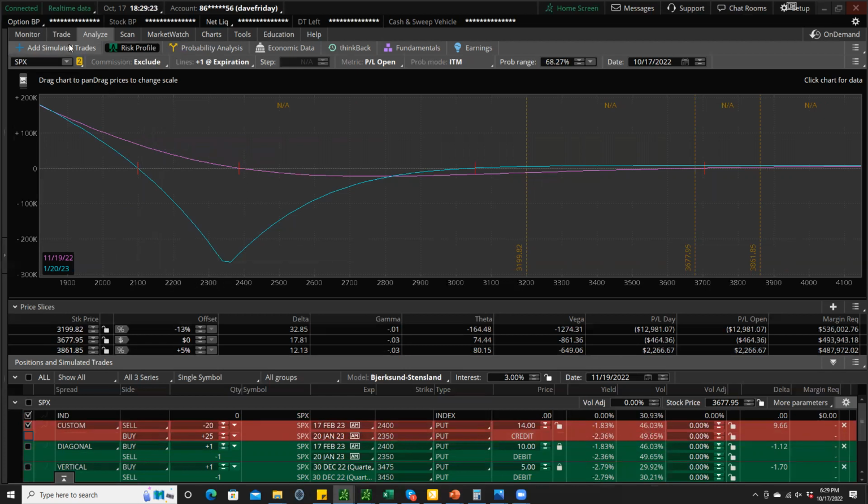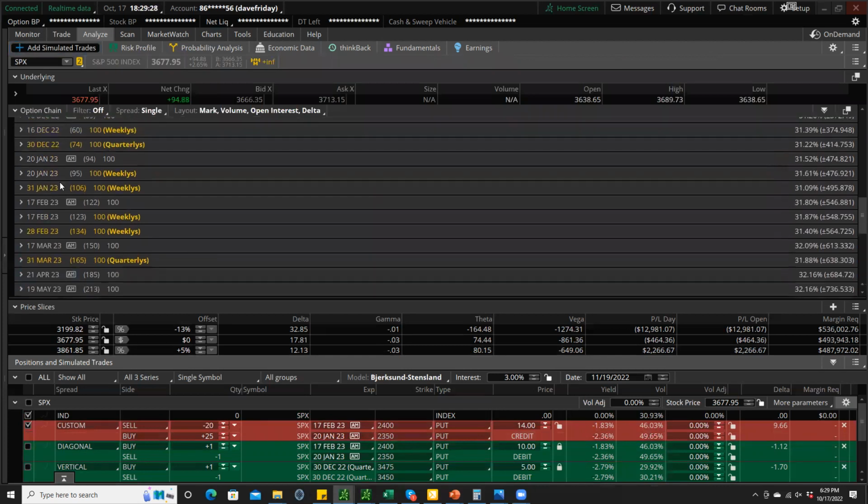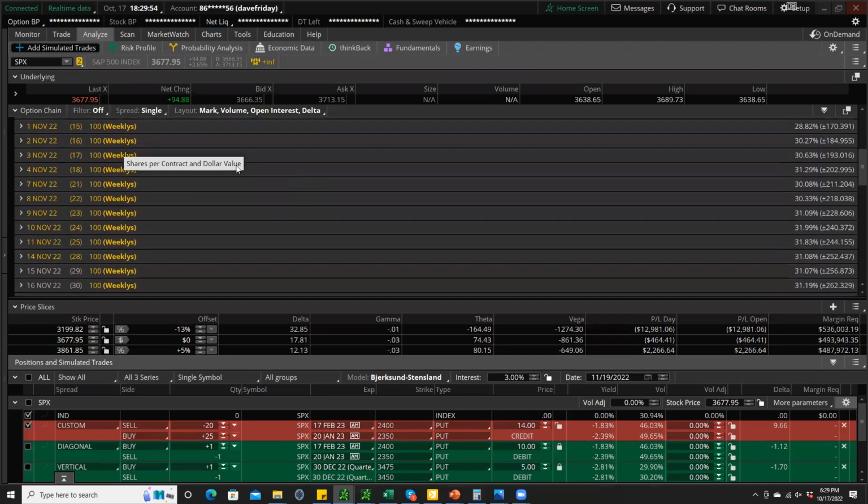So let's open up simulated trades. Let's close this up. Let's take a look. And there is the December 30th. These are quarterlies. They come out in December. They come out in March. They come out in, I guess, June and September. These are quarterlies, but there's always something at the end of the month. It could be a quarterly. It could be a monthly. If we come up here, we should see something at the end of November.